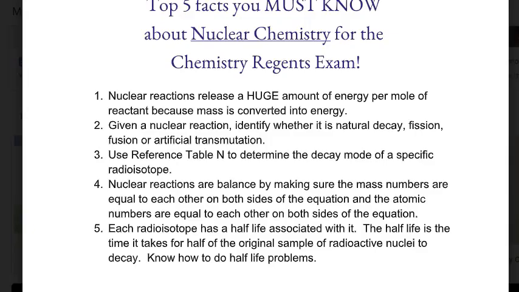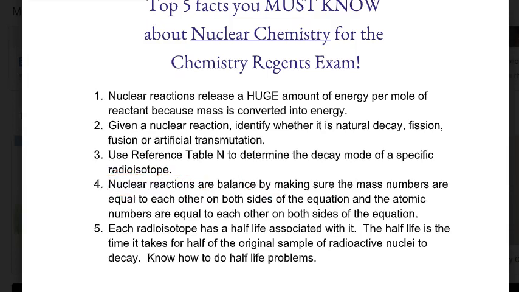For number 4, we're looking at nuclear reactions and balancing them. You don't balance them the same way you do chemical reactions. For nuclear reactions, we have to make sure the mass numbers are equal on both sides of the arrow and the atomic numbers are equal.